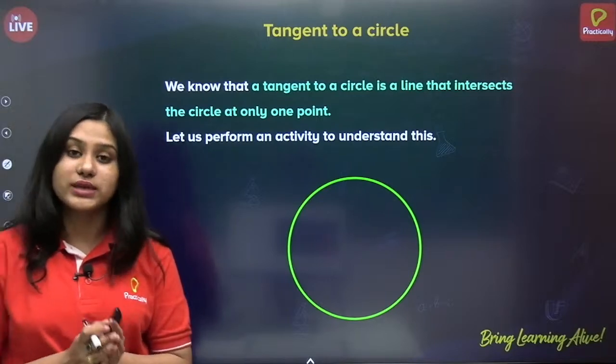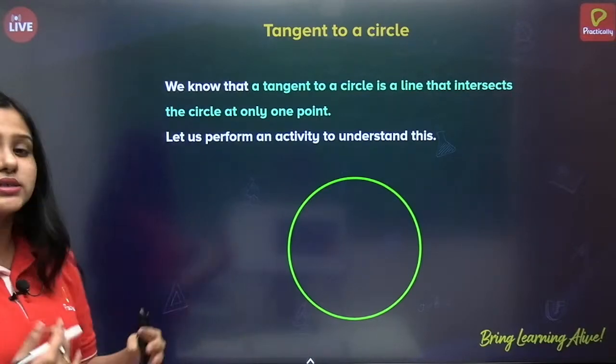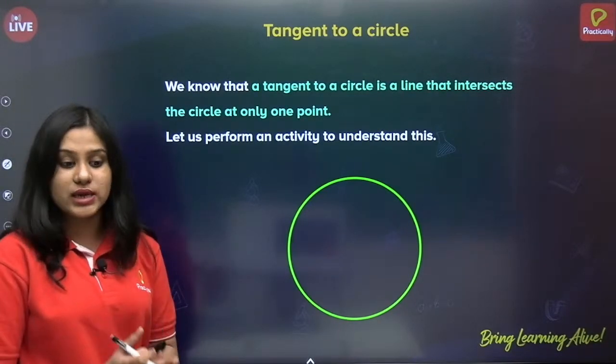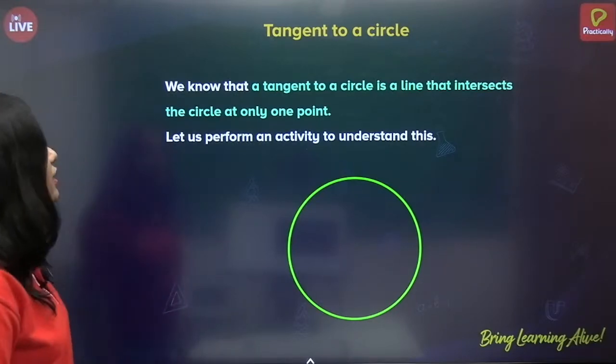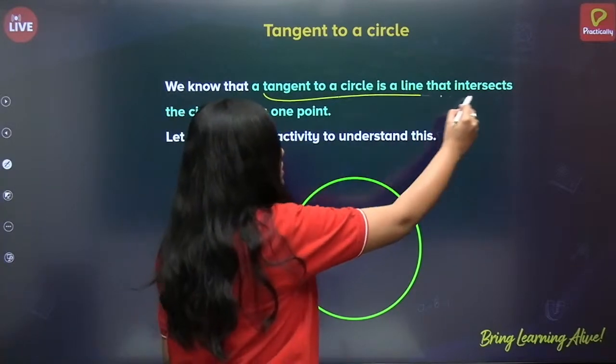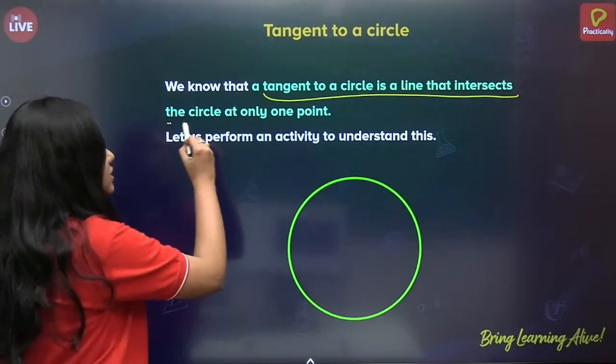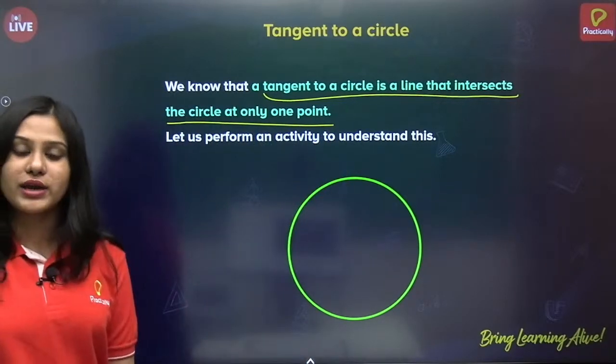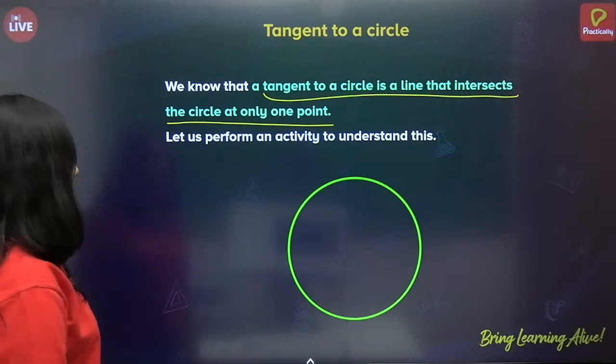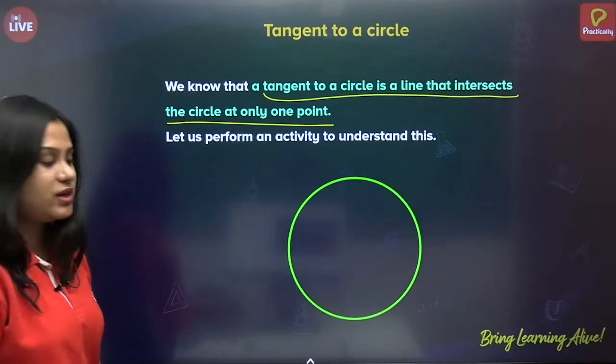It is called the tangent of the circle. Now let us dig deeper into the topic and understand what a tangent to a circle is. We know that a tangent to a circle is the line that intersects the circle at only one point, right? Of course. So let us perform an activity to understand.